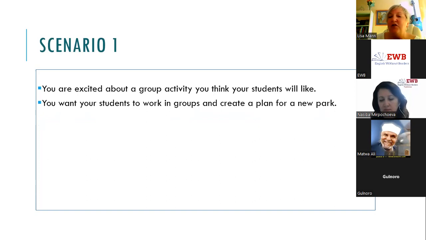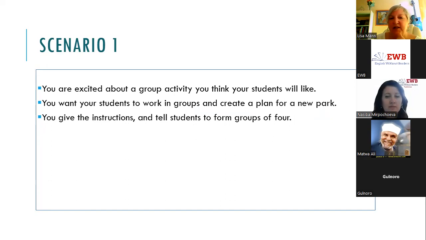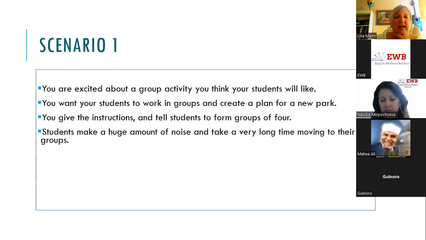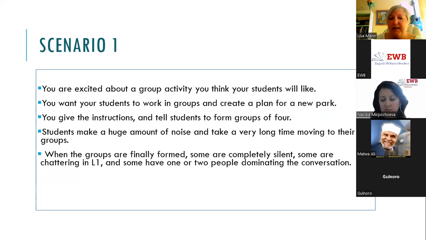So you give the instructions and you tell the students to form groups of four. The students make a huge amount of noise and take a very long time moving to their groups. And when the groups are finally formed, some of the groups are completely silent and some are chattering in Tajik or Russian or Georgian, whatever their first language is. And some have one or two people who are speaking and dominating the conversation, and the others aren't doing anything at all.